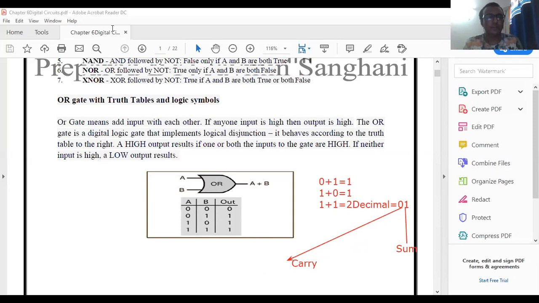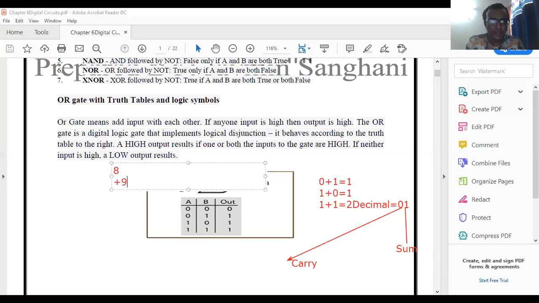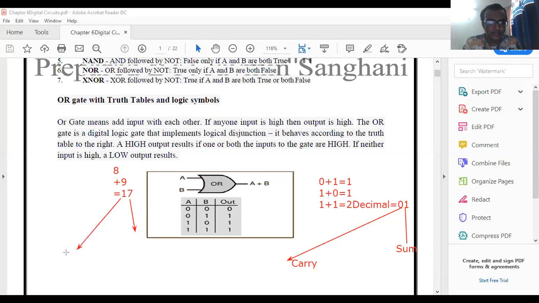Again, what is the meaning of carry? If 8 plus 9 equal to 17, then in 17, 7 is known as the regular number and 1 is known as carry, that can be forwarded to the next term. That is known as carry.